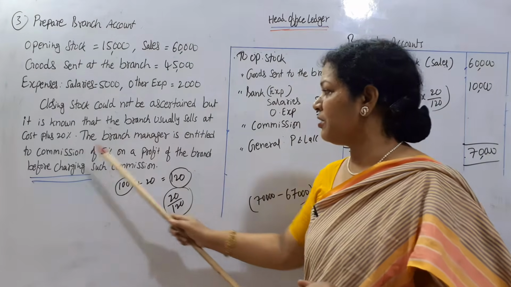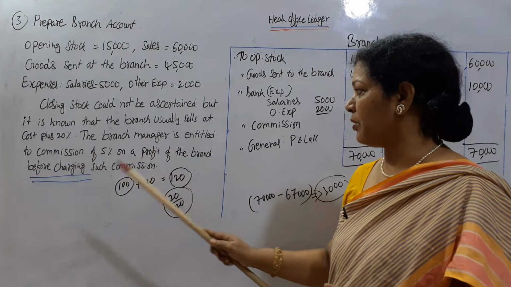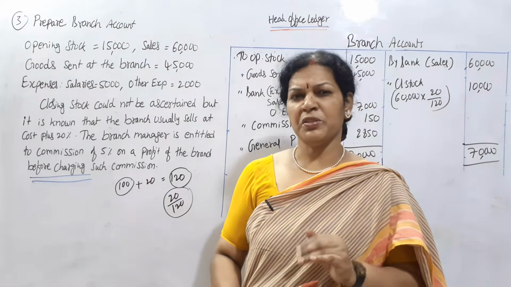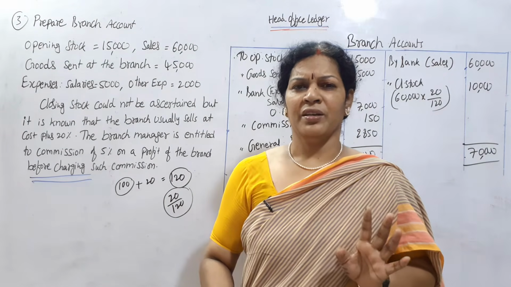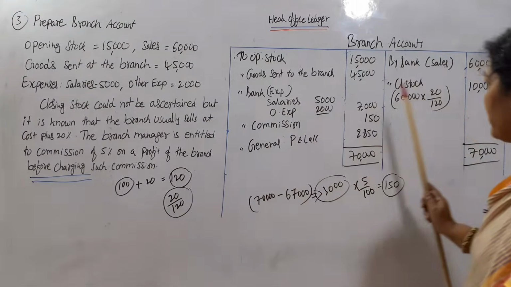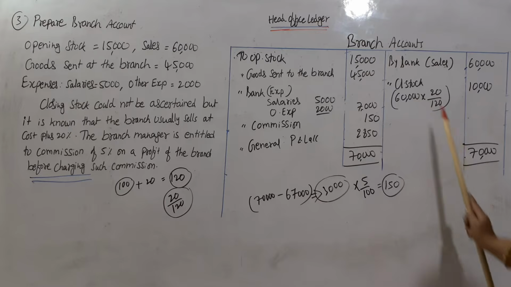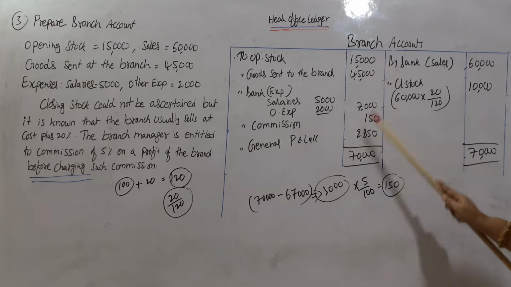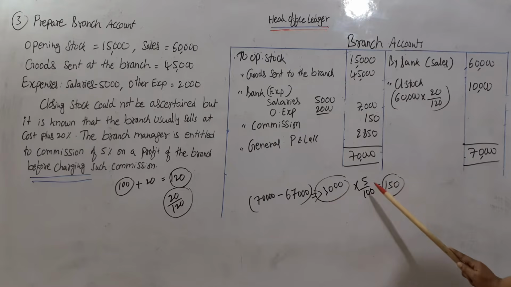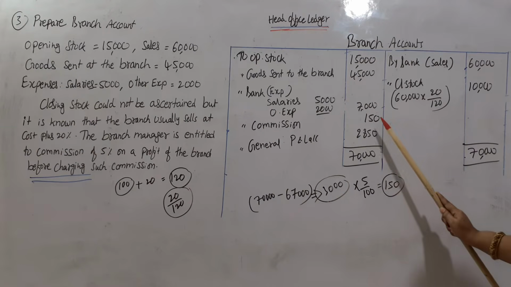Second point is the commission. The branch manager is entitled to a commission of 5% on the profit of the branch before charging such commission. Before charging means first we have to give the commission, then once again we have to calculate the profit. So as per that, total it is 70,000. 70,000 minus all these amounts, 67,000. You are getting 3,000. 3,000, 5% comes to 150. 150 we have given.